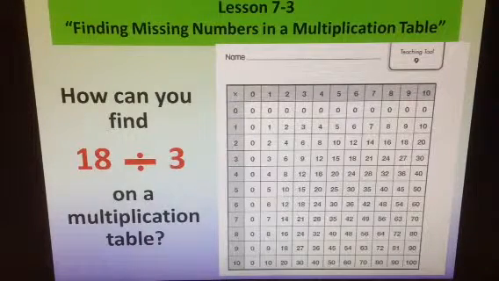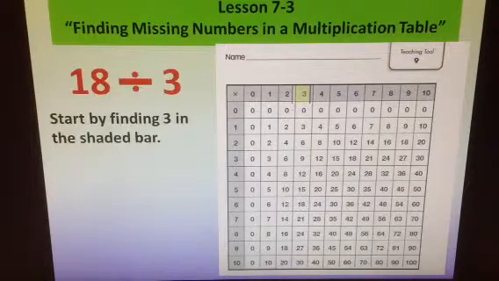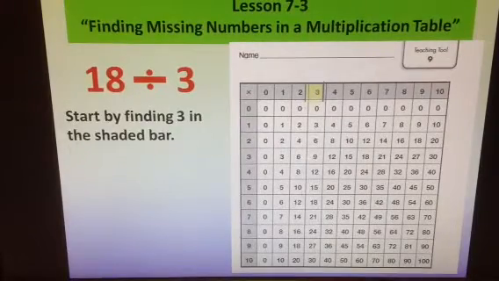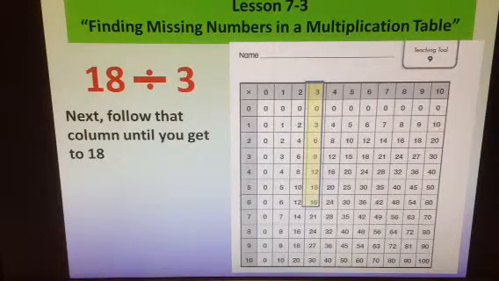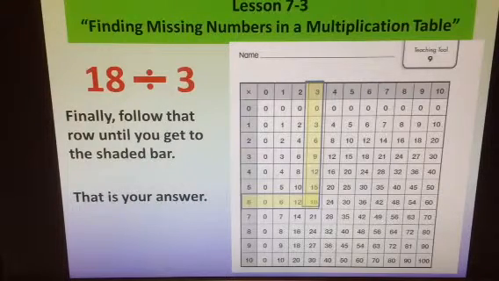You have 3 steps to find the answer to a division problem on a multiplication table. Your first step is to find the smaller number in your division problem. Here it's 3. I found 3 on the multiplication chart. Then follow that column until you get down to the big number in your problem, down to 18, because it's 18 divided by 3. Your last step, finally, is to follow that row, go along to your left until you get to the shaded bar. The number in the shaded bar is your answer.